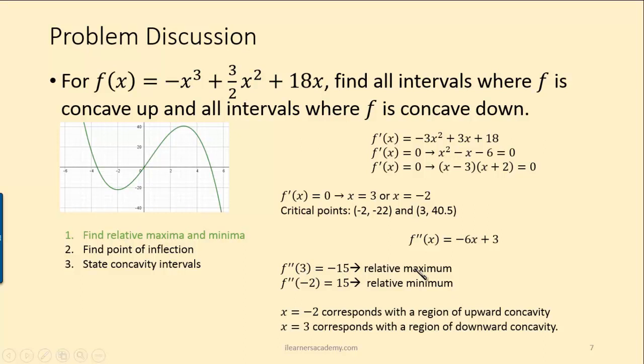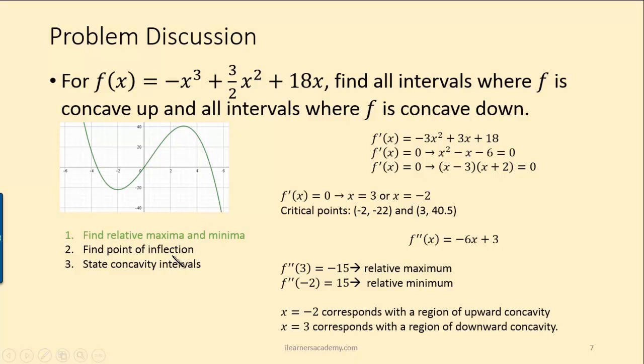So if you need to, go back in this video and look at the reasoning for that. Likewise, when I test -2, I get +15. So that's a relative minimum. So then I know that of these two critical points, this one here is a minimum and this one here is a maximum. And of course, given that, I know that at -2, this region here is going to be a region of upward concavity, and over here at 3, this is going to be a region of downward concavity.